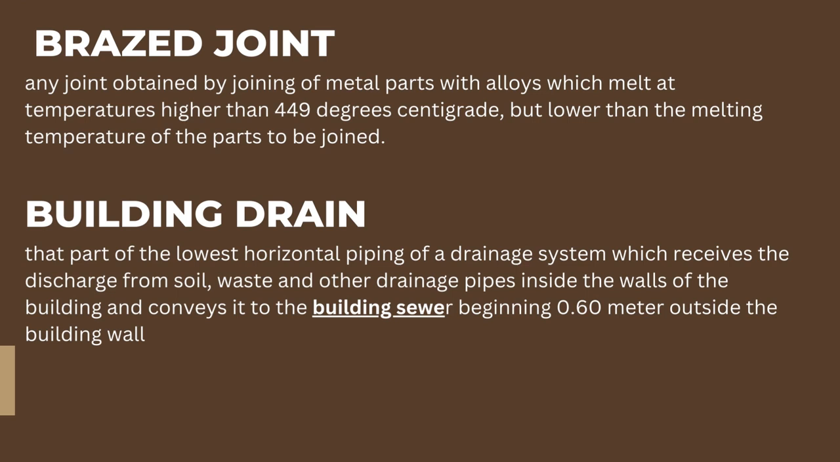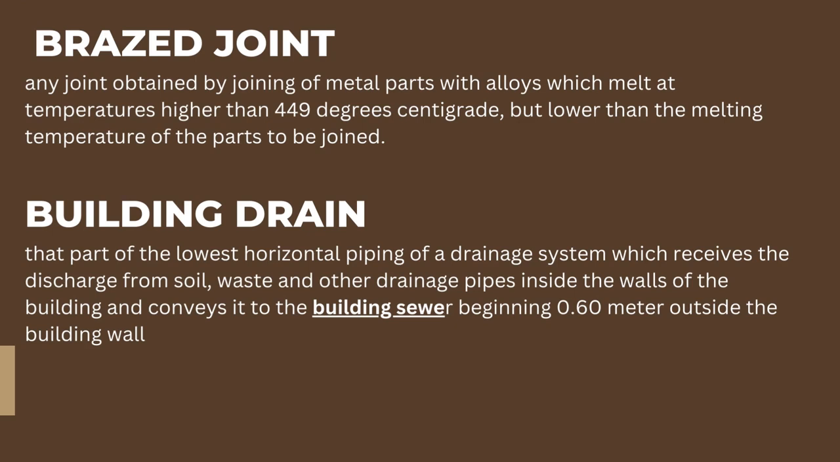Braze joint. Building drain: that part of the lowest horizontal piping of a drainage system which receives the discharge from soil, waste and other drainage pipes inside the walls of the building and conveys it to the building sewer beginning 0.60 meter outside the building wall.